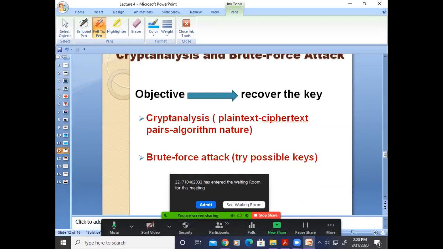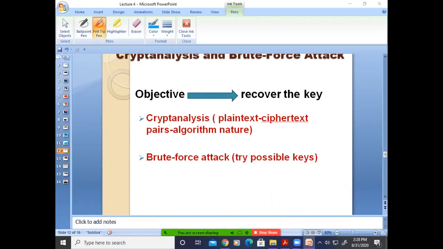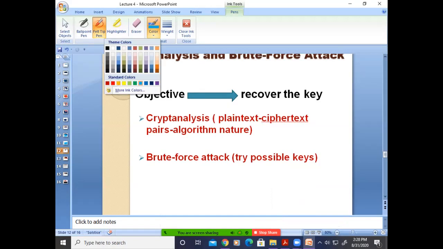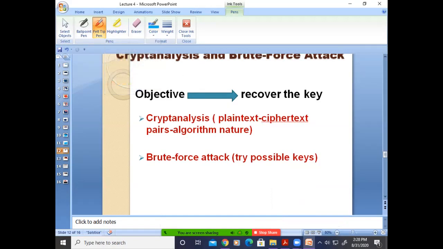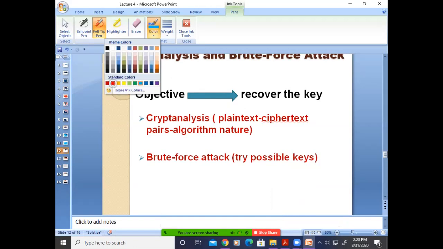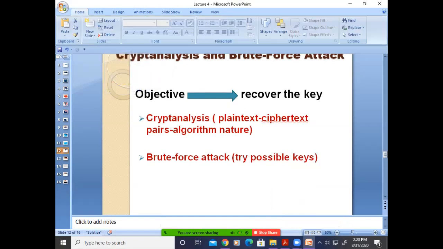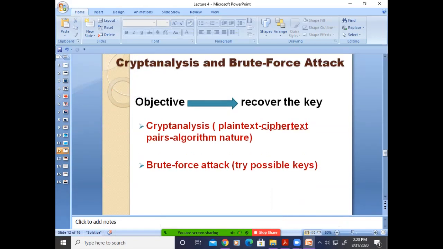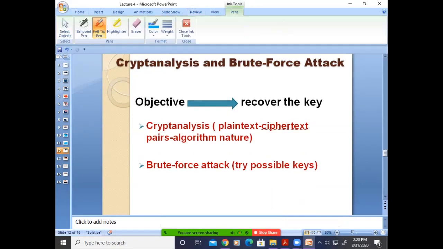Now, what is cryptanalysis? I told you that it is to decrypt. This is one type of attack. The method or processing is different: cryptanalysis is one type of attack and brute force attack is different. We'll see what those are. The main objective of these attacks will be to recover the key.